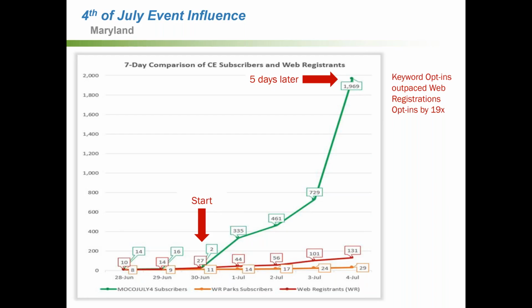They marketed MoCo July 4th for anyone attending the July 4th festivities. They also pushed their attendees to go online to a web form to opt in that way as well. They gave them both options because we wanted to see how much more effective keyword opt-ins were, specifically around a customized, personalized keyword. And as you can see here, hey Brian, you cut out there.